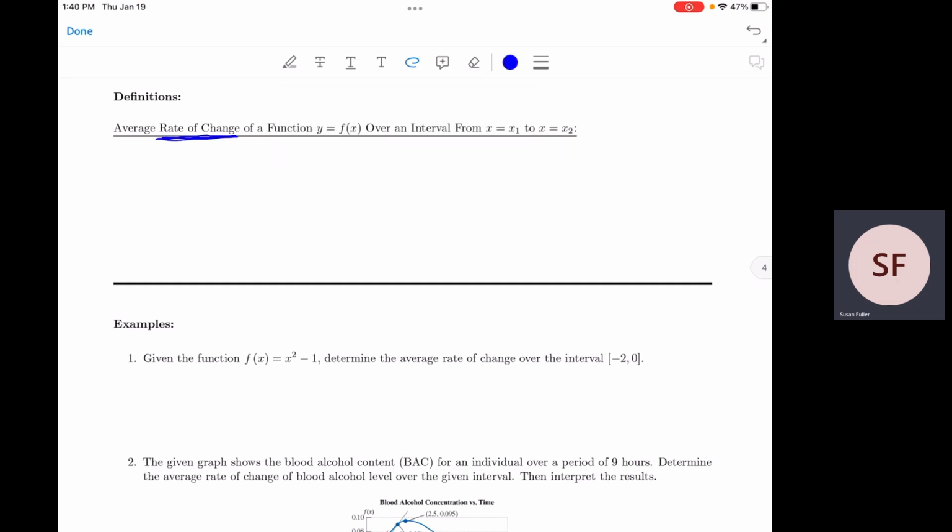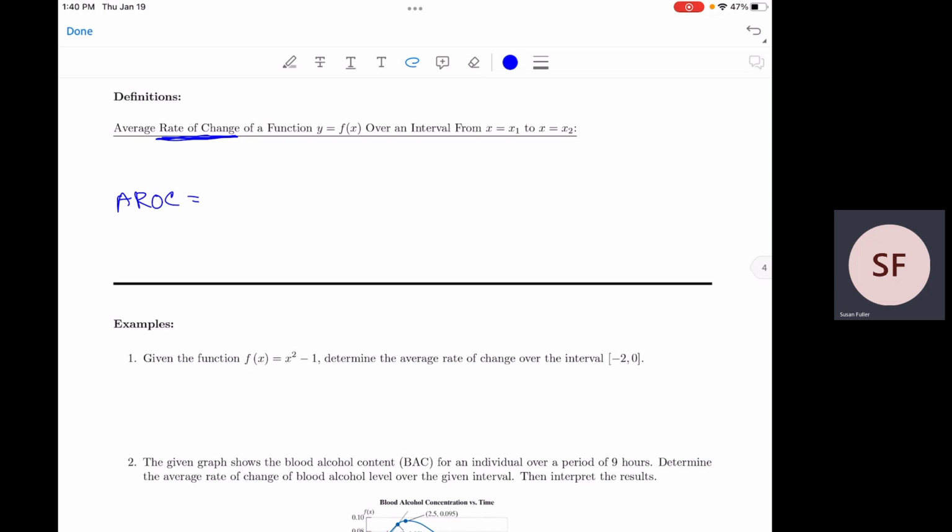Rate of change means slope. When you see rate of change, that's what I want you to think. Average rate of change, this means the average slope of a function from x equals x1 to x equals x2. We're finding average slope between two x values. In the end, average slope is a slope. So to find the average rate of change, we're really just going to use the slope formula.